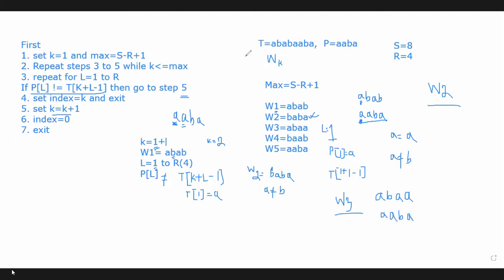When L equals 1, P of L equals T of K plus L minus 1. The first two characters are the same, right? Now we will test the second character of the pattern, which is A, and in the text it is not A. At that time, again we'll test the characters of P with which substring? With the characters of substring 4, W4. In W4, the characters are BAAB and our pattern is AABA.